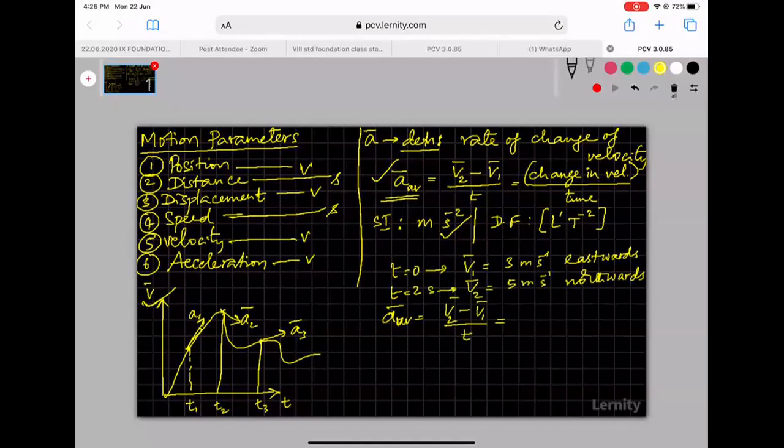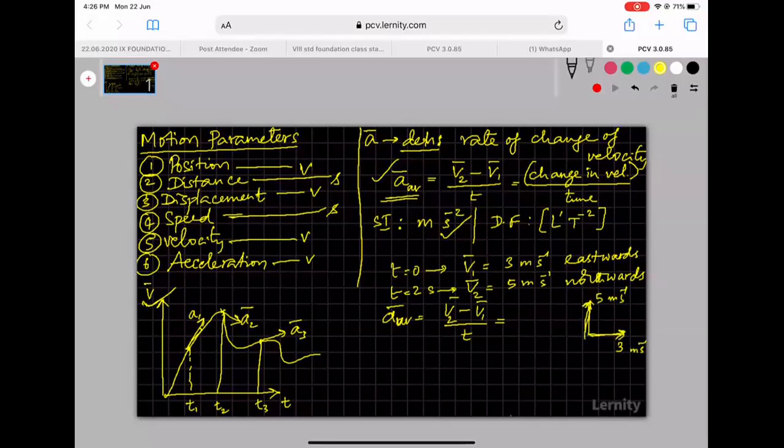If we use vectors, it will become very simple. But I don't know if we have already learned vectors or not. So for now, I'll use the diagrams. 5 meters per second northwards would be drawn like this, 5 meters per second. The length of this line is scaled to 5. 3 meters per second eastwards is drawn like this, 3 meters per second. This length is 3 and this length is 5.